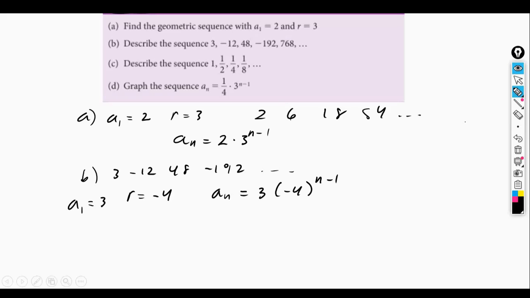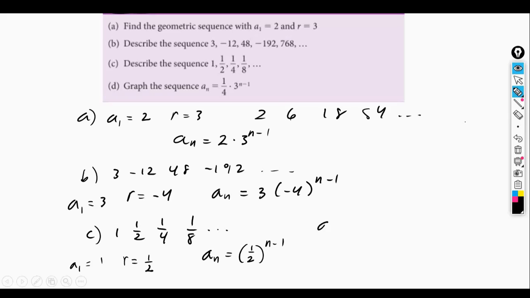For C, they ask us to describe a sequence which is 1, 1/2, 1/4, 1/8, etc. So here it's obvious that the common ratio is 1/2. The first term is 1. So the nth term would be the first term, which is 1, which we won't write, and then 1/2 to the power of n minus 1.